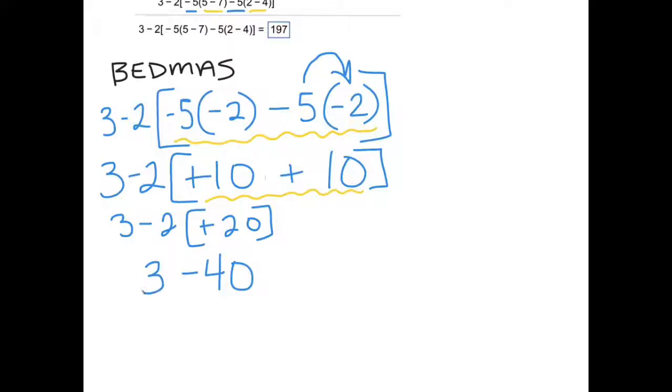And then I'll bring down the 3. So again, negative 2 times positive 20 gives me negative 40. Bring down the 3, and then my last step is to simplify this. And 3 subtract 40 gives me negative 37. So the answer to this question is not going to be the 197 that was figured out. It's actually going to be negative 37, following the BEDMAS steps.